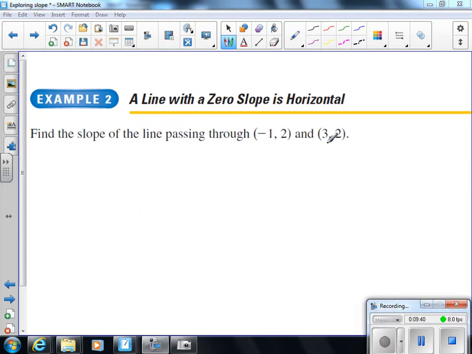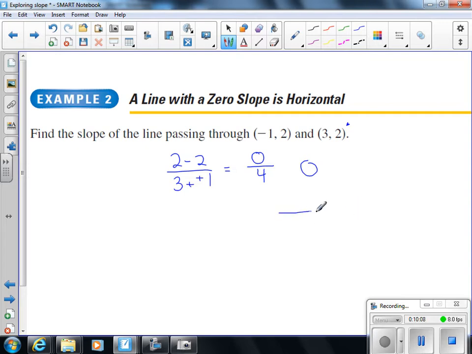All right, let's try this one. Change in y over change in x. Which ones are my y's? All right, so we're going to go 2 minus 2 over the change in x. If I start here, I'm going to go 2 minus 2, then I have to have 3 minus a negative 1. I get 0 over 4. What is 0 over 4? 0. Now, what did you know? Look back at your notes. What about the slope of a line that has a slope of 0? It's a horizontal line. Remember, that's important. It is a horizontal line. A line with 0 slope is horizontal.